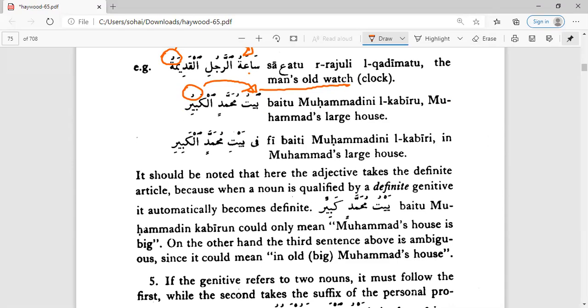Something like here, Fi Baiti Muhammadin al-Kabiri. So what's al-Kabir here? It could be big Muhammad or it could be the big house, because these are all genitive. So it could mean the big house of Muhammad or the house of big Muhammad.